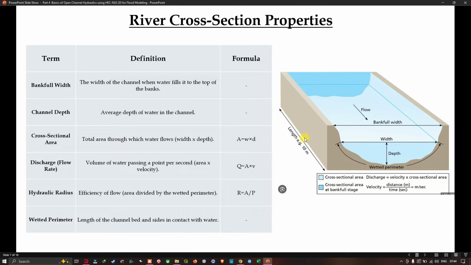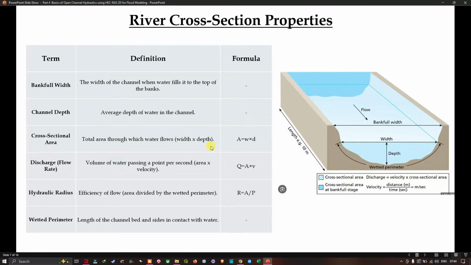Now we're going to take a look at the river cross-section properties, starting with the bank full width, which indicates the width of the channel when water fills it to the top of the banks, followed by the channel depth, which indicates the average depth of the water in the channel. Then we have the cross-sectional area, the total area through which the water flows, given by the formula: cross-sectional area equals width multiplied by depth.